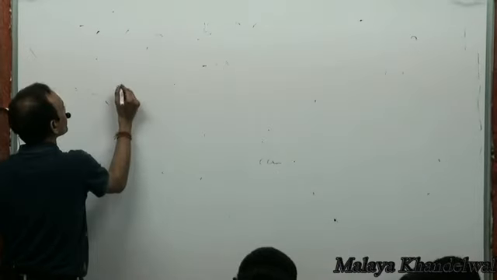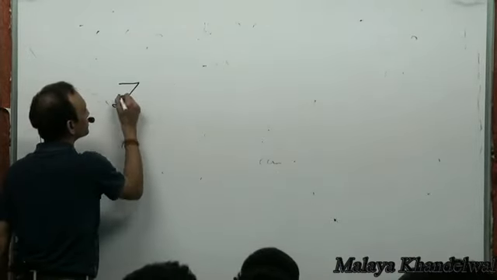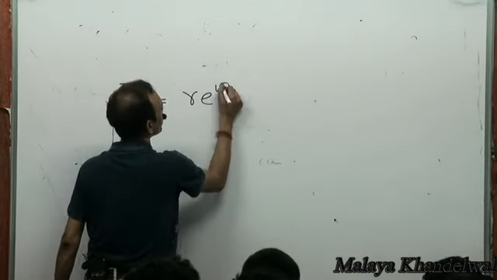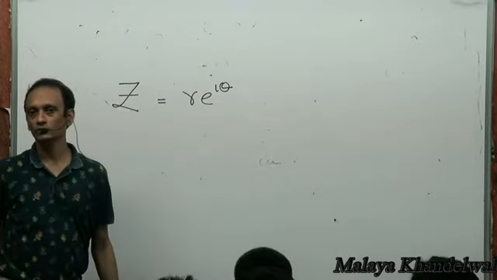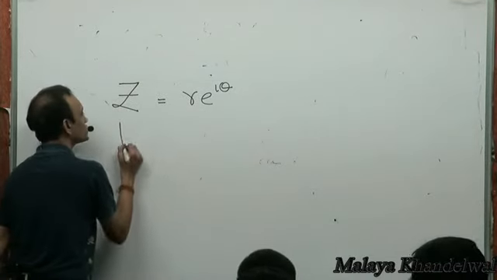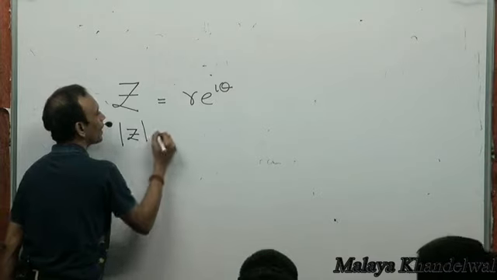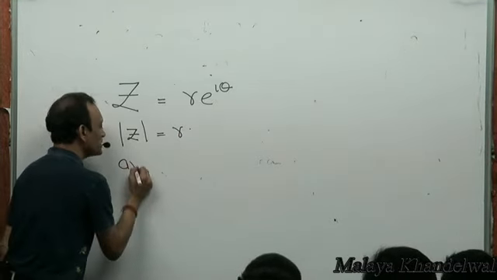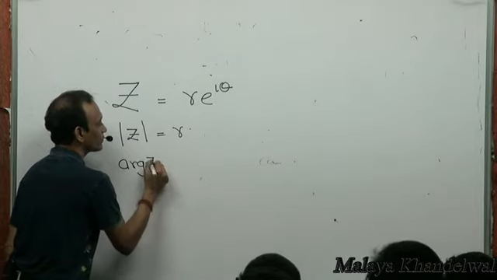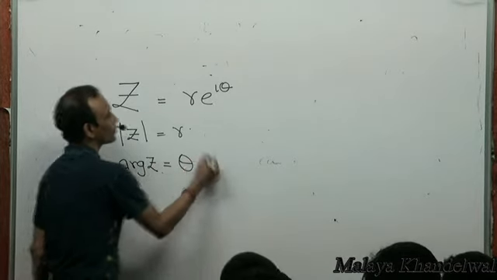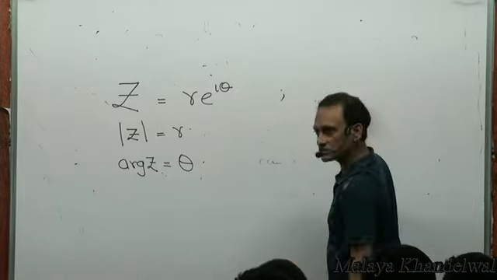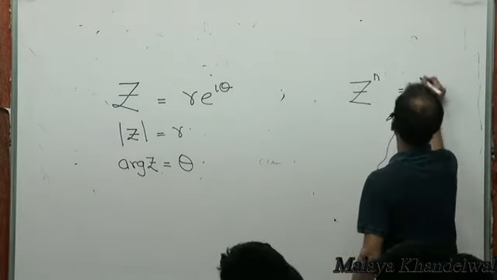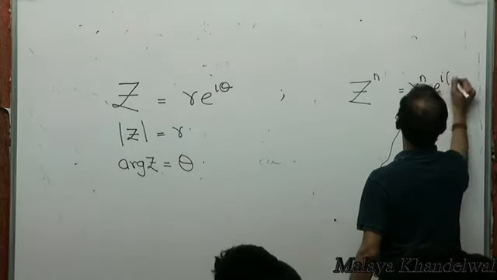If z is a complex number, say r e power i theta, then what is mod z? r. Mod z is r. What is argument z? Theta. Now, if z is this, then what is z power n? r to power n e power i n theta?